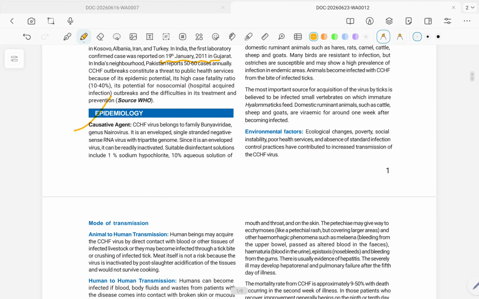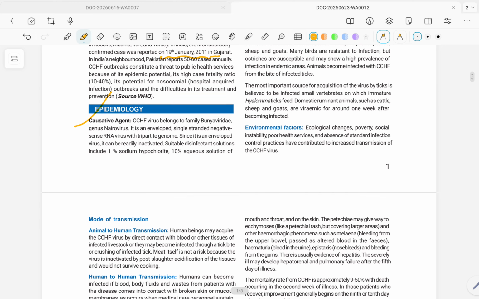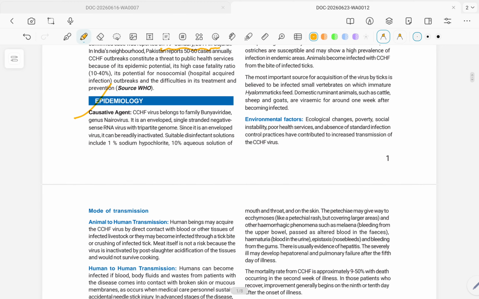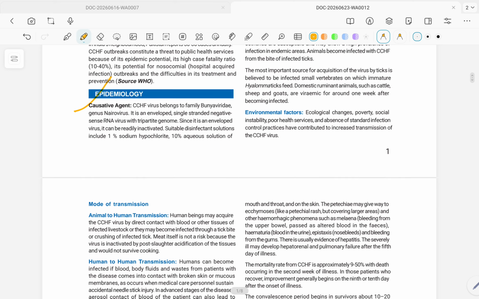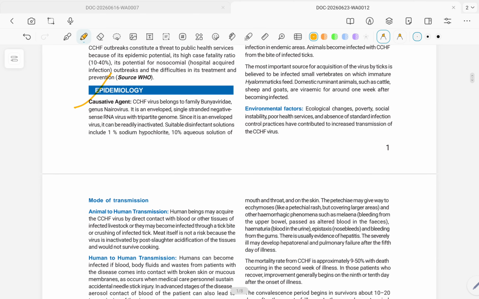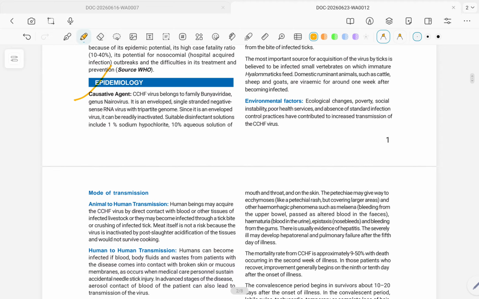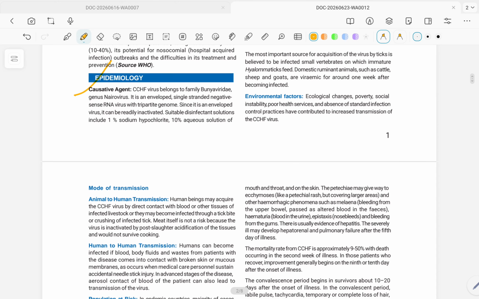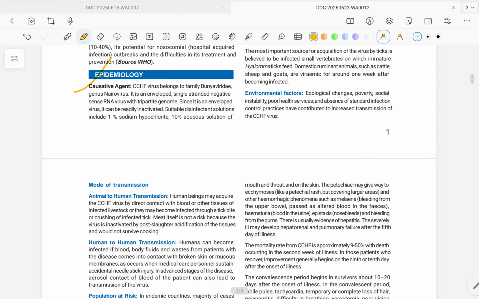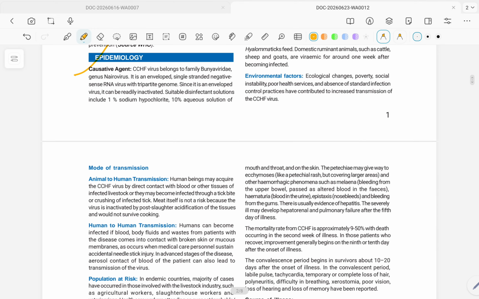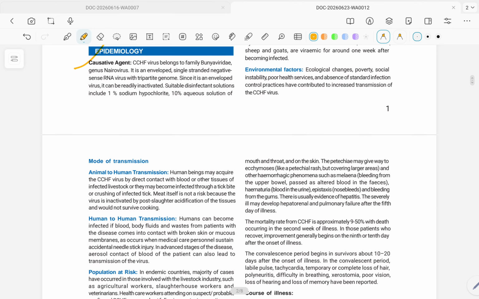Animals become infected with CCHF from the bite of an infected tick. The most important source of infection of the virus for ticks is believed to be infected small vertebrates on which immature Hyalomma ticks feed. Domestic ruminant animals such as cattle, sheep and goat are viremic for around 1 week after becoming infected.